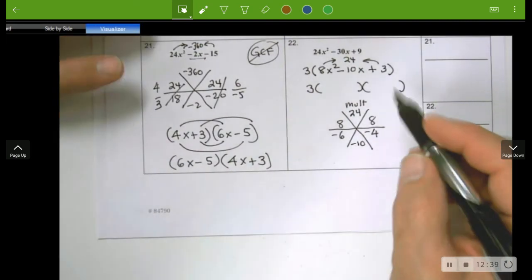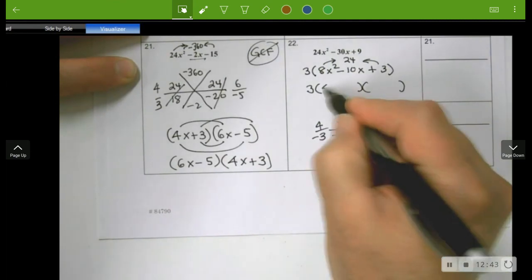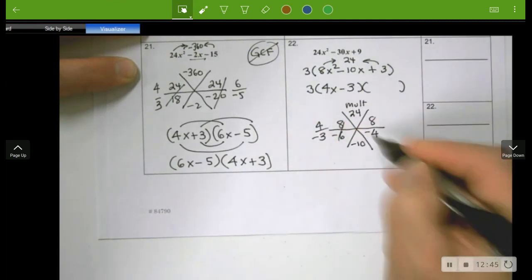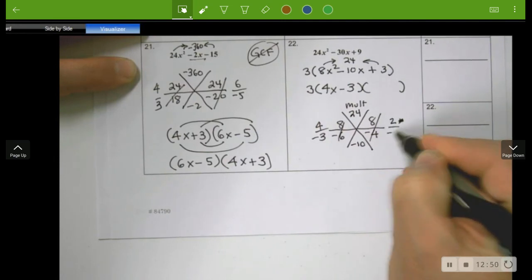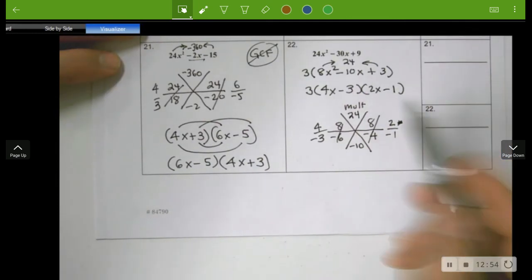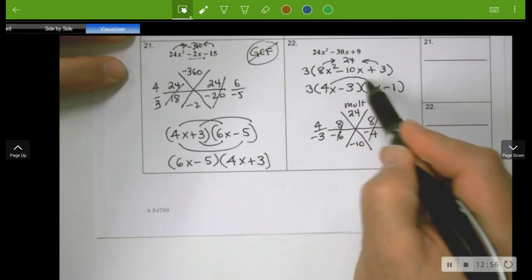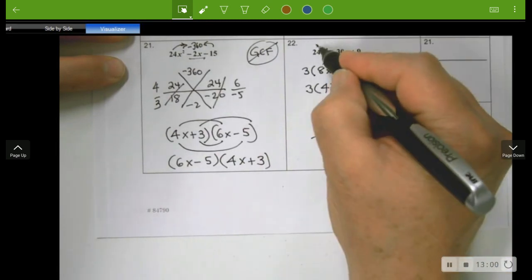Okay, so we'll simplify this to 4 over negative 3. And this side to 2x, 2 over negative 1. And you fill in with the x here. And then double check here by multiplying. This gives 8x squared times 3 would be 24. So that checked out just fine there.